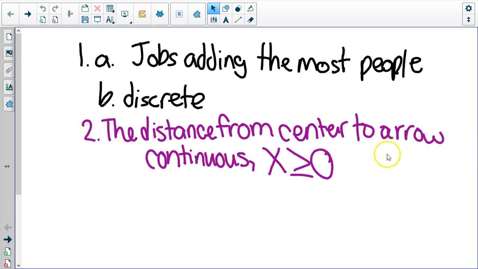So then 2, the distance from the center to the arrow is continuous because x can be any number greater than or equal to 0. When you measure that, it can literally take on any value. Yeah, 1.167. It depends on the measuring device how accurate it's going to be.